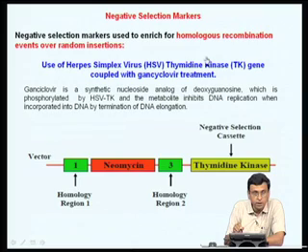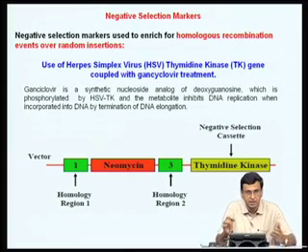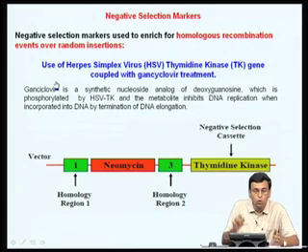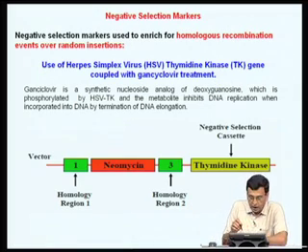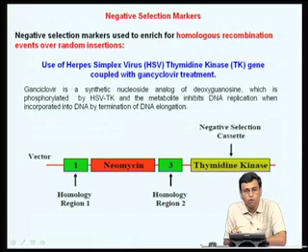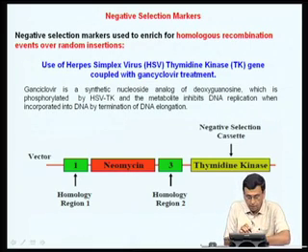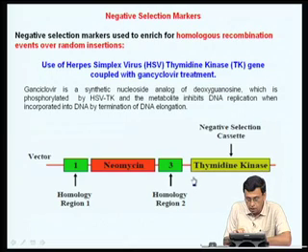So, the HSV-TK gene preferentially incorporates ganciclovir into the DNA, and the host or mammalian thymidine kinase has no affinity for ganciclovir. So, only those cells which express the viral thymidine kinase will incorporate ganciclovir into DNA, and those cells die because they cannot divide. These kinds of negative selection markers are usually incorporated into a knockout construct outside the region of homology. Very important: the positive selection marker is incorporated within the regions of homology, whereas the negative selection cassette is incorporated in the knockout construct outside the region of homology.